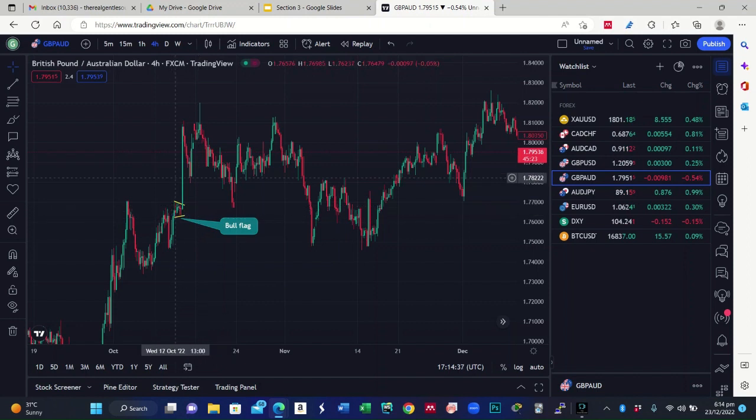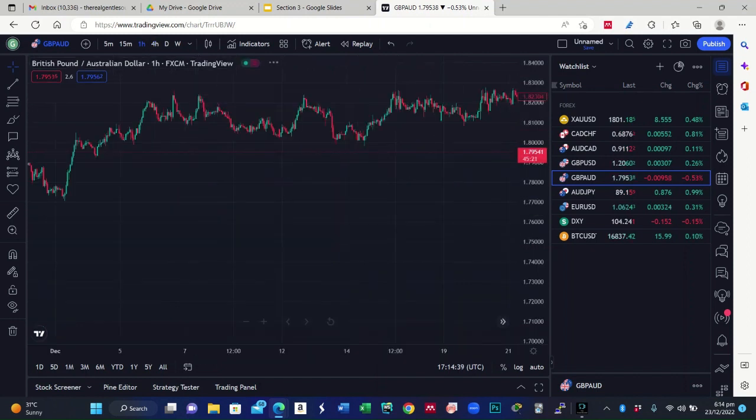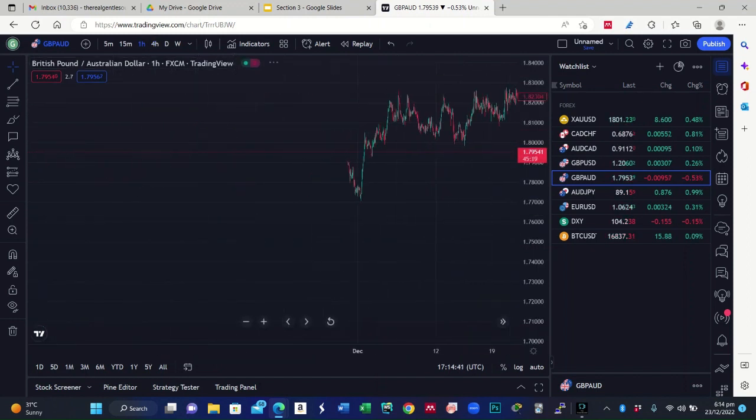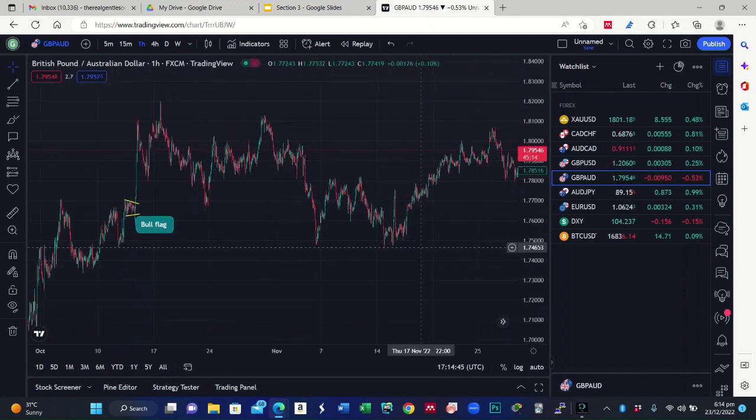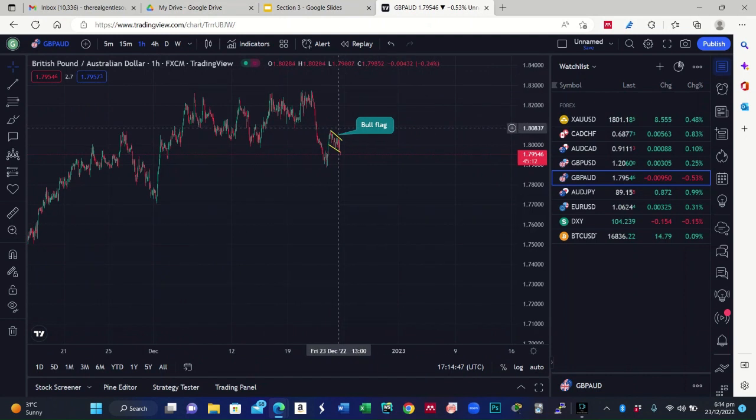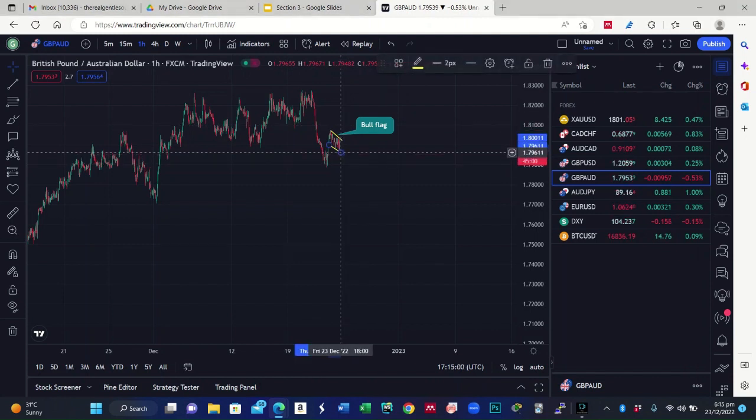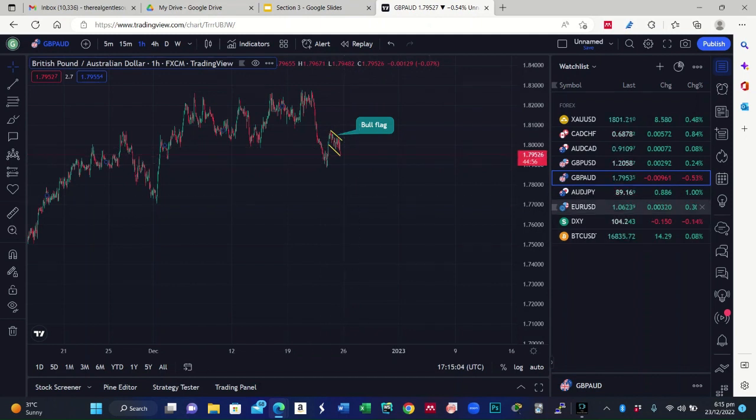So this is how a bull flag looks like. This is a bull flag. Let me show you another one. This is also another example of a bull flag. You can see that as price moves a bit upward, it forms a correction and it is used to catch a movement upward. So this is another example of a bull flag.